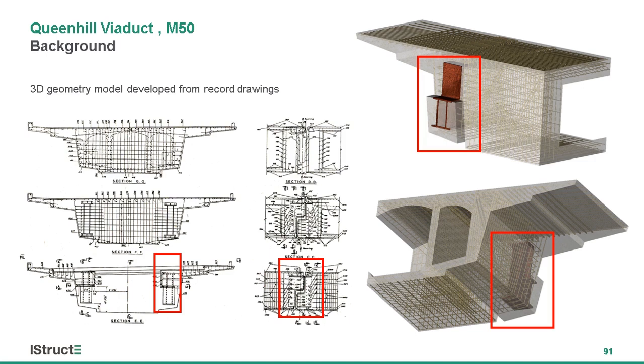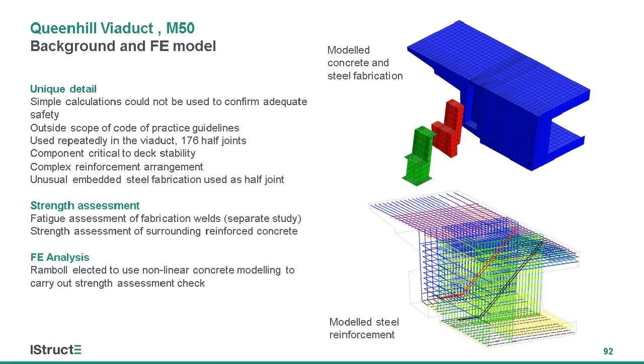Everything was developed from records, which were pretty good, and obviously some inspection data. So on the left-hand side, we've got the extract from a drawing. On the right-hand side, we've got the geometry model that we put together to help us understand the arrangement. And the concern really is the red boxes. It's a very unusual sort of detail, an embedded steel fabrication into the end of a box girder, a concrete girder. And so this now is our model.